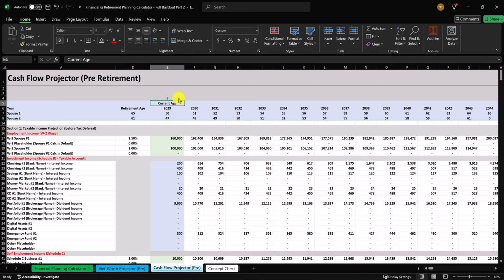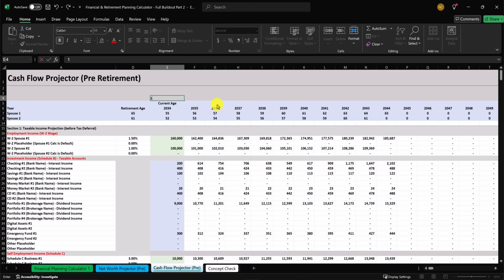So you should see this year go up by 5, this age go up by 5, and this age go up by 5. Okay, so this is assuming now that we are working in 2029, spouse 1 has turned 50 and spouse 2 has turned 47. You can see over here that the retirement years are starting to become visible on the screen. Now let's go back over here. I'm going to make this 6. Let's just make it 10 to speed this up.